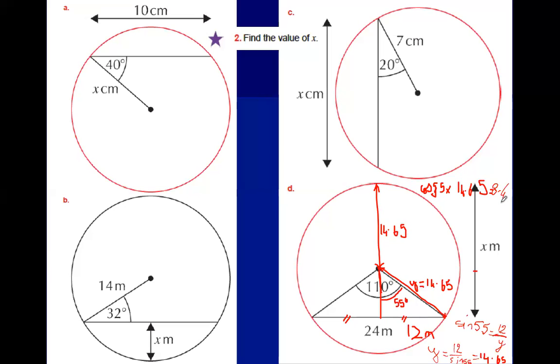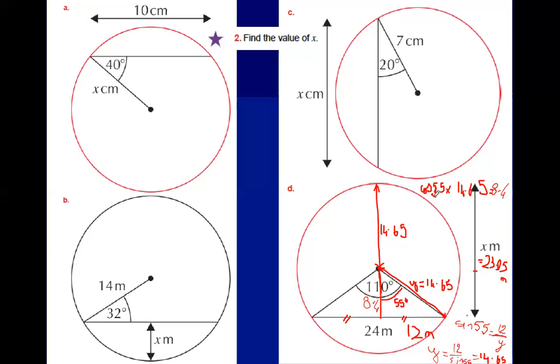So I've got 8.4 here and 14.65. For x, you just add those two together. So 8.4 plus 14.65 gives me 23.05. So x equals 23.05 meters. And my value makes sense because it's slightly less than the 24, and it's more than the 14.65 there.